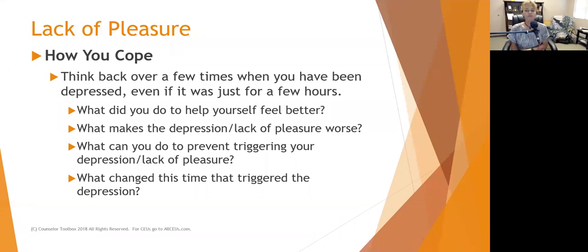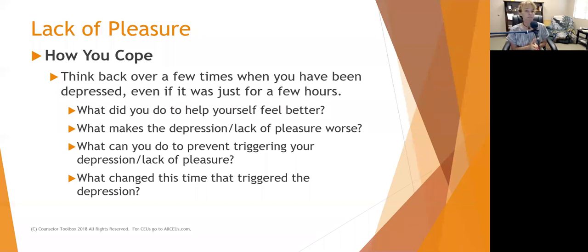What can you do to prevent triggering your depression or lack of pleasure? So if they've already identified what might cause it for them and what makes it worse for them, then we want to look at what the triggers are. If, for example, people start to get depressed and they just are really apathetic around the holidays, okay, that's not uncommon. So how can we devise a plan for each person to help them avoid triggering their depression or lack of pleasure?